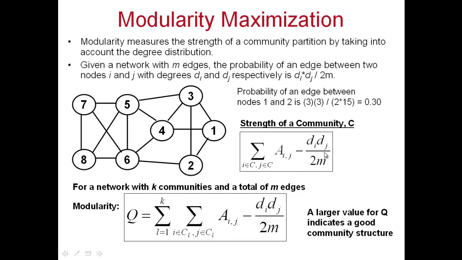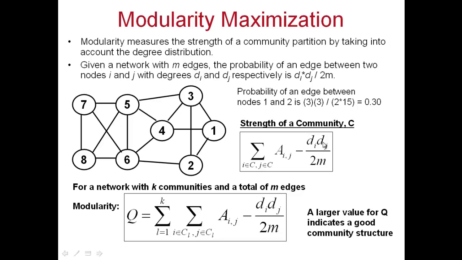Now this second term gives you what is called... this product of the degrees divided by 2 times the number of edges will give you the probability that there could be an edge between the two vertices i and j. So the second term gives you the probability of an edge between two vertices i and j.